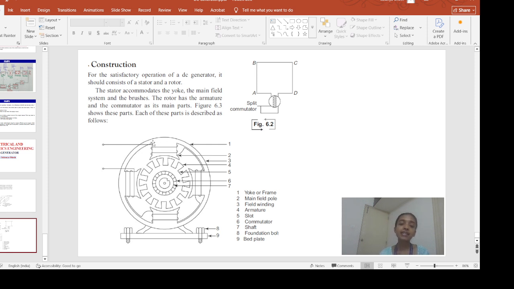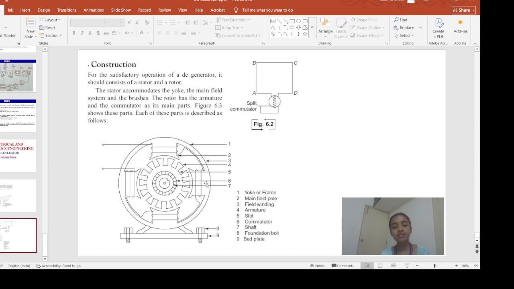Okay, and these field poles are made up of silicon steel. Why silicon steel? So that it is having high permeability and low hysteresis loss. What do you mean by high permeability? If a magnetic material is having high permeability, it means it will allow a large number of magnetic field lines to pass through it. That means magnetic field lines can easily pass through a high permeability material.